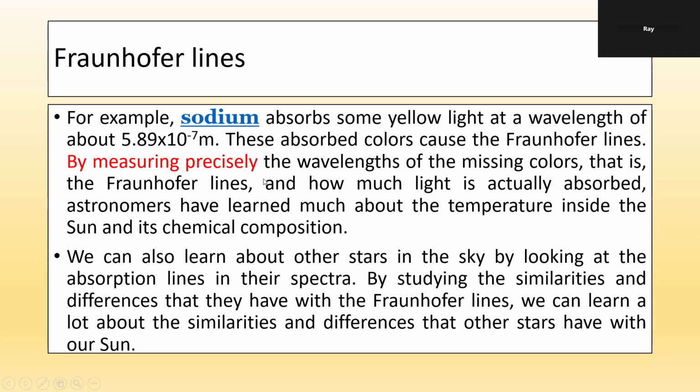By measuring precisely the wavelength of the missing colors, that is the Fraunhofer lines, and how much light is actually absorbed, astronomers can learn much about the temperature inside the sun and its chemical composition. Right? We will look into that later on in astronomy. Okay.